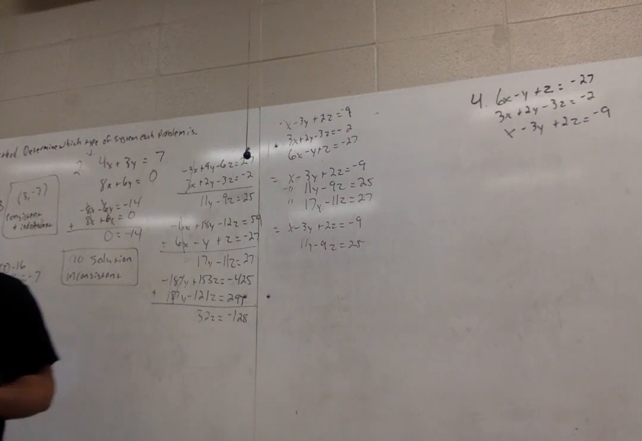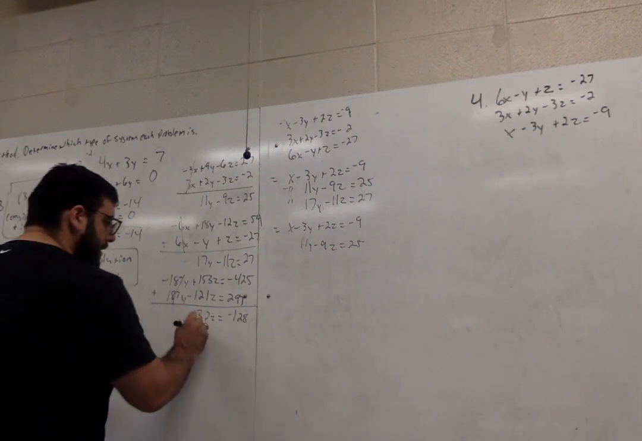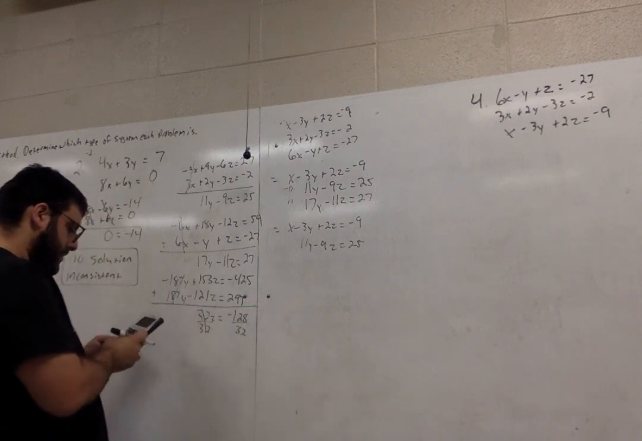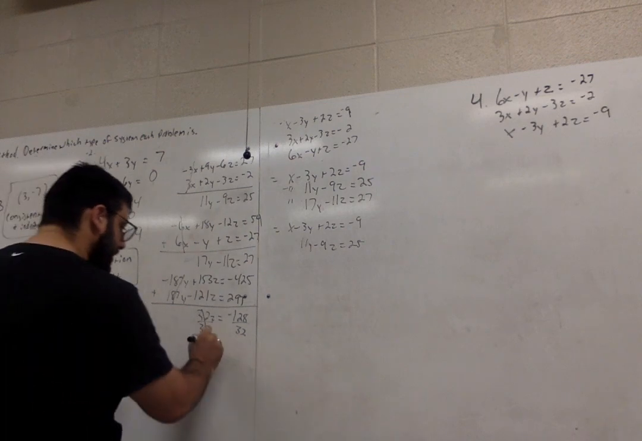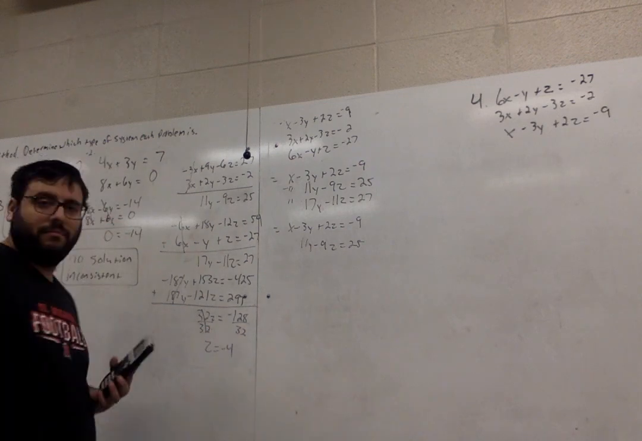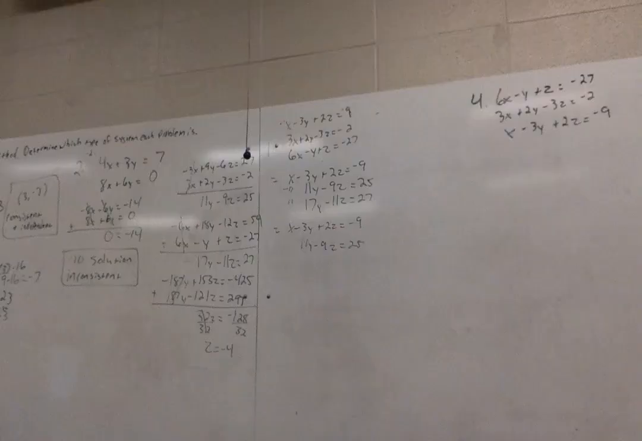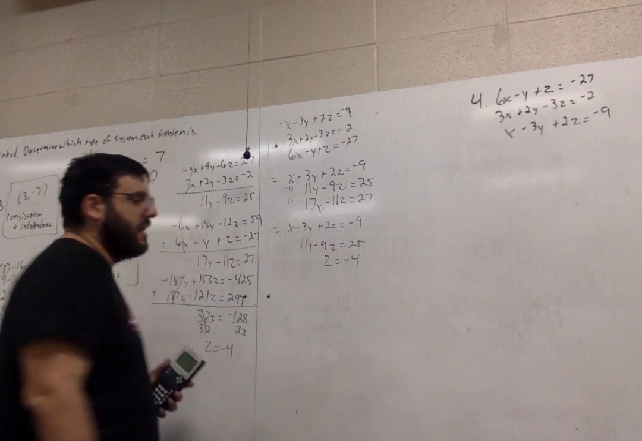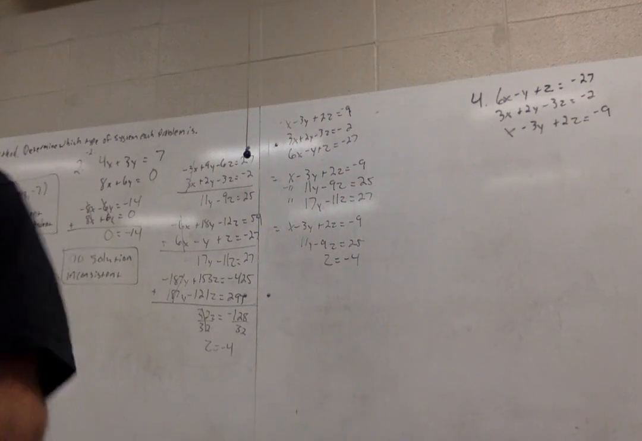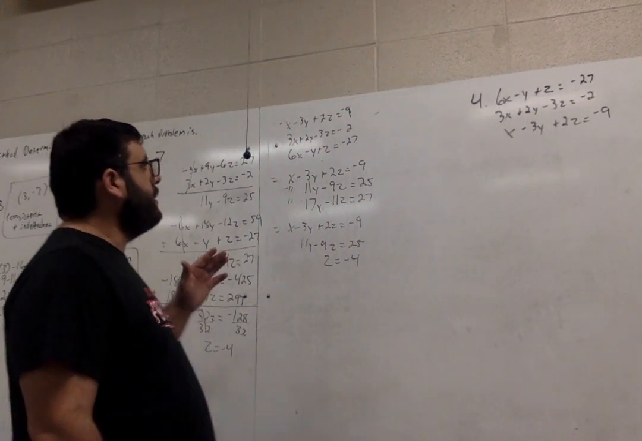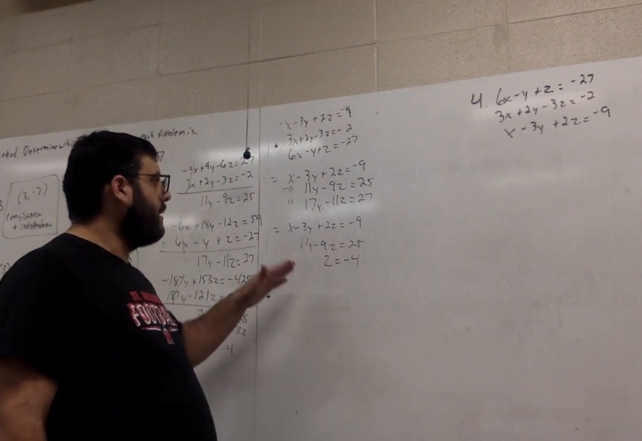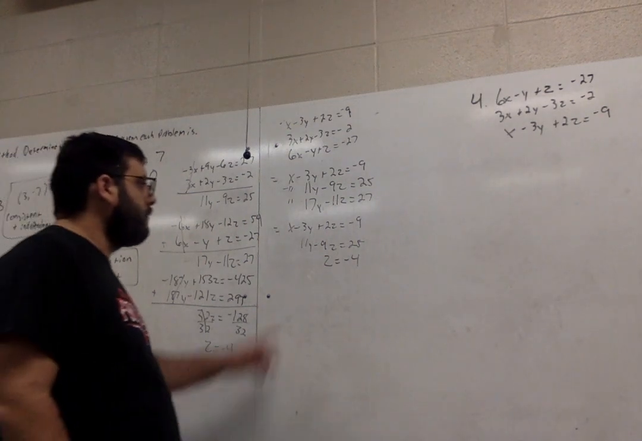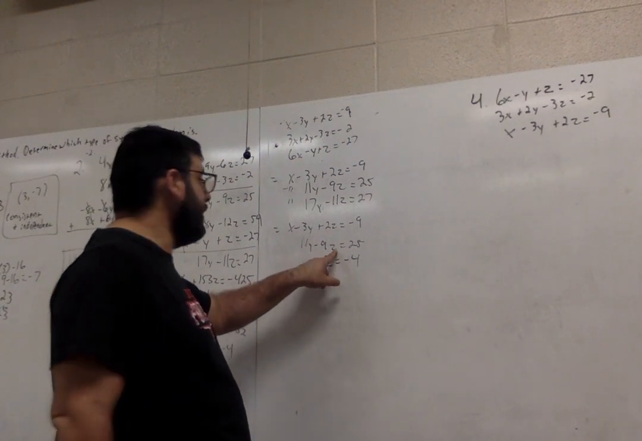All right, so now the next thing left to do is let's just solve for z right here. Divide both sides by 32. So divided by 32, and I get z equals negative 4. Okay, so z equals negative 4 is at the bottom. So now I have my triangular form. I already know what one of the variables is, so I'm going to use that to solve for y. So I'm going to take this, substitute it in here.